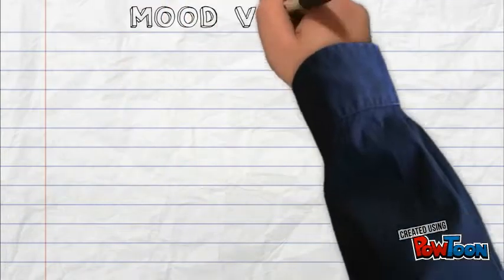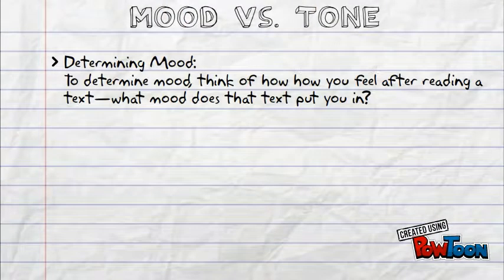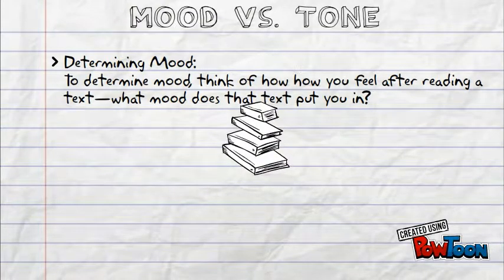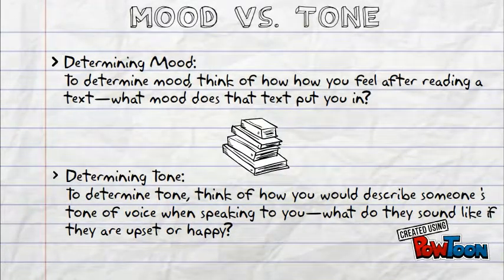There are easy ways to determine mood versus tone in the text. For mood, think of how you feel after reading a text. What mood does it put you in? For tone, think of how you would describe someone's tone of voice who is speaking to you. What do they sound like if they are happy or upset?